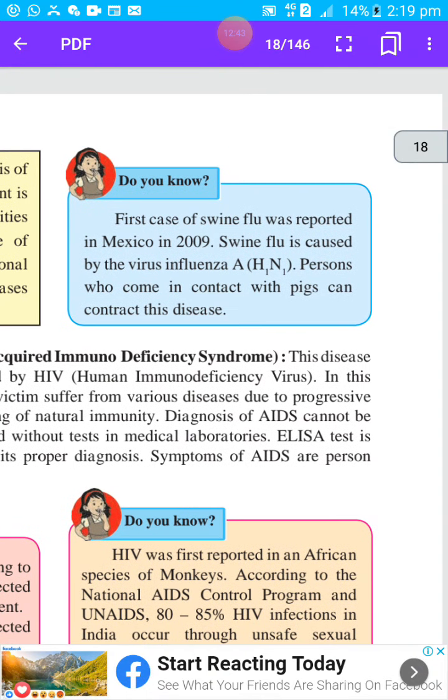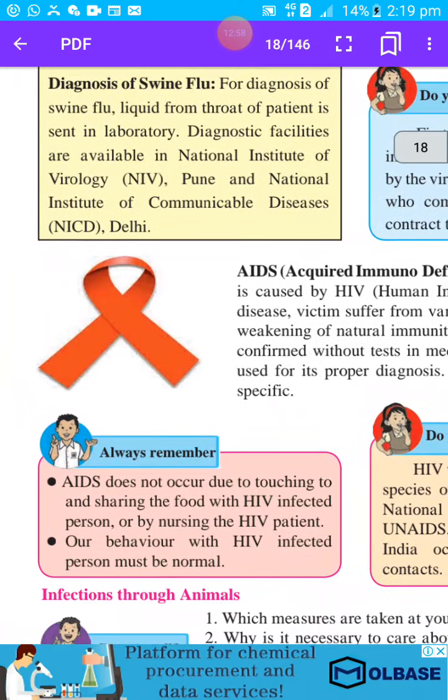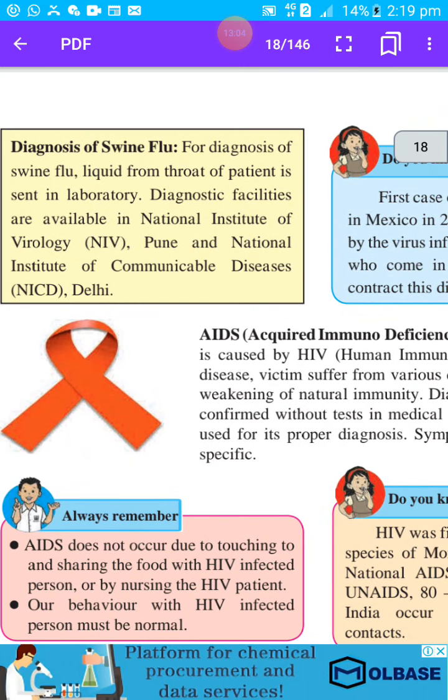Then the first case of swine flu was reported in Mexico in 2009. Swine flu is caused by the virus H1N1. A person who comes in contact with pigs can contract this disease. So it was first observed in 2009. Okay, nowadays also, especially in rainy season, this swine flu is there.